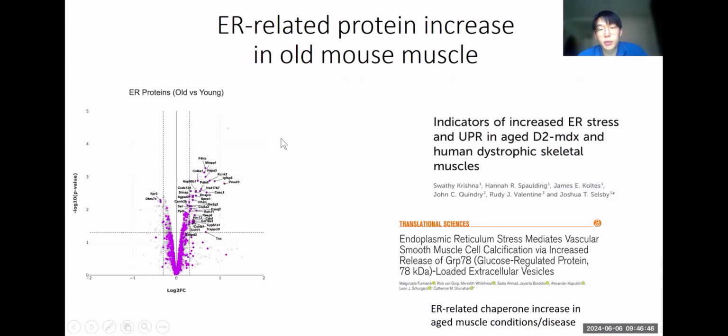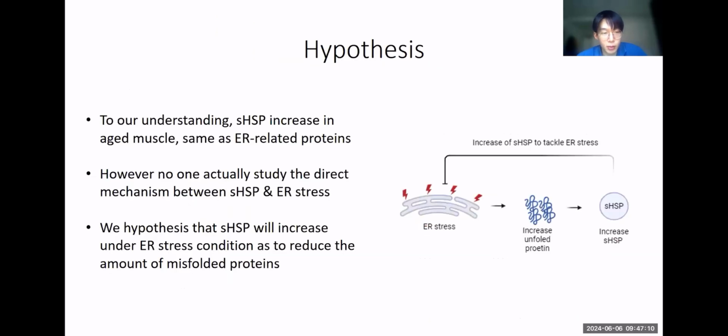Same as the ER-related proteins, the proteomics data also shows an increase in aged mouse muscle, and some of the literature also mentions that ER-related proteins or chaperones increase in aged muscle conditions or related disease. And this is my hypothesis. What we know so far is that small HSPs increase in aged muscle, same as the ER-related proteins or chaperones. But no one has really studied the direct mechanism between small HSPs and ER stress. We hypothesized that small HSPs increase under ER stress to reduce the amount of misfolded protein, based on their major function in the literature.